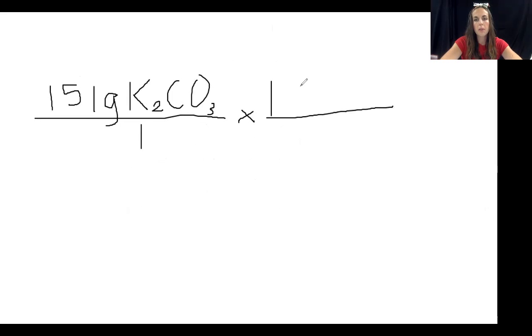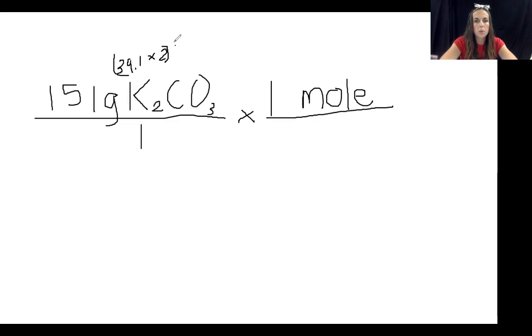They're asking me for moles. So it's going to be how many grams are in 1 mole. So 1 mole is going on top, and I need to find out how many grams of this are in 1 mole. So I'm going to look at the periodic table and start adding. So K, potassium, has 39.1, and that's going to be times 2, right? Because there's 2 of them. Okay, so that's 39.1 times 2.